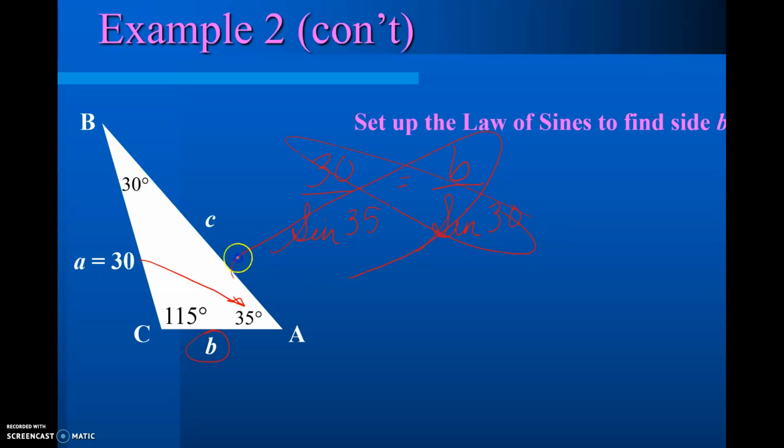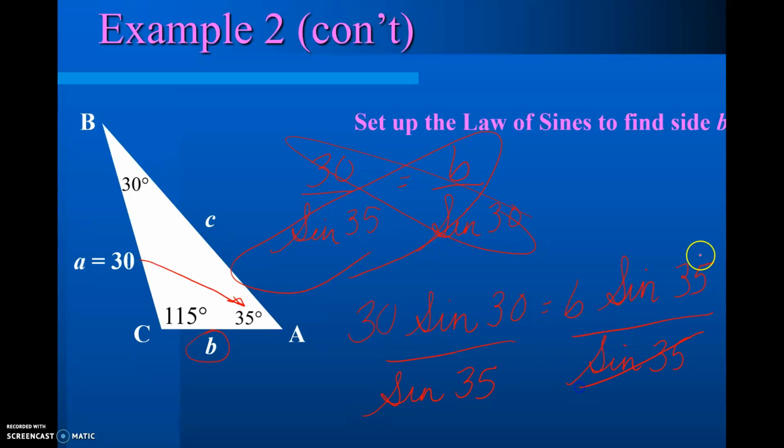Cross multiply. 30 sine 30 equals b sine 35, and then divide by sine 35. So b is about 26.2. Right. That is law of sines, and we'll go over law of cosines next.